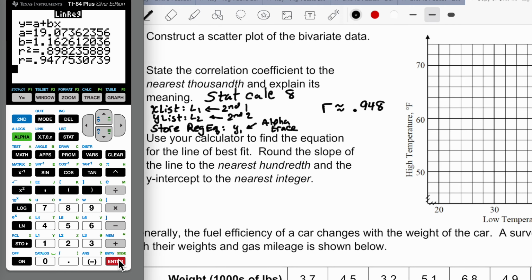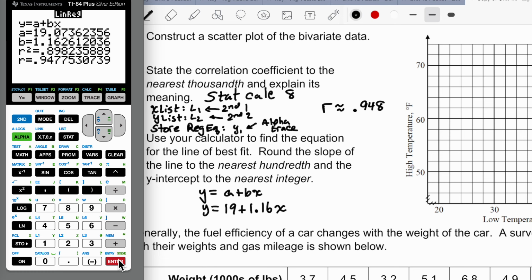The regression equation, the equation of the line of best fit, we have it in the form of y equals a plus bx. So y equals, they said to round your y-intercept, which is the a value, to the nearest integer, and the slope to the nearest hundredth. So 19 plus 1.16x. All right, so we have all those important values.